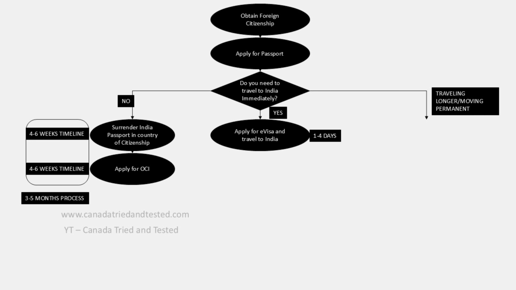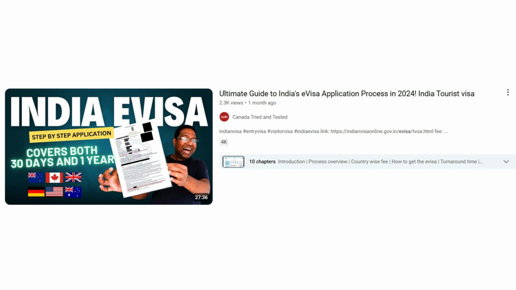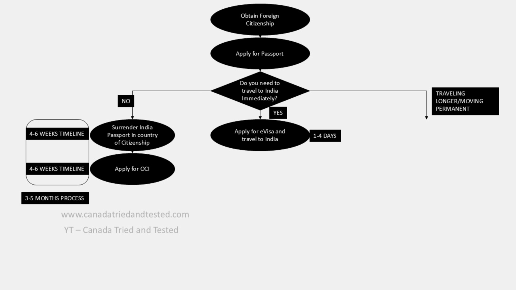In that case, apply for an e-visa. You don't have to surrender your India passport to get an e-visa. I've made a detailed video on how to apply for the e-visa, both the short-term and the long-term visa. An e-visa usually takes 1 to 4 days. In case of an exigency or a family emergency, they also give it instantly. You will be able to figure that out once you start filling the application.